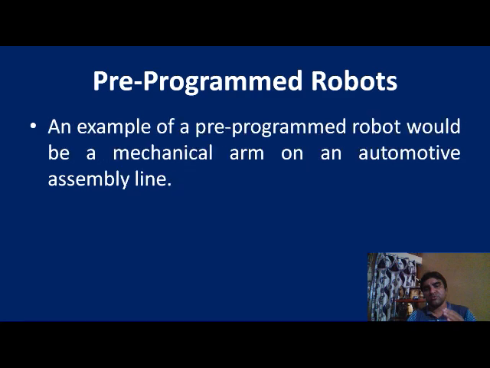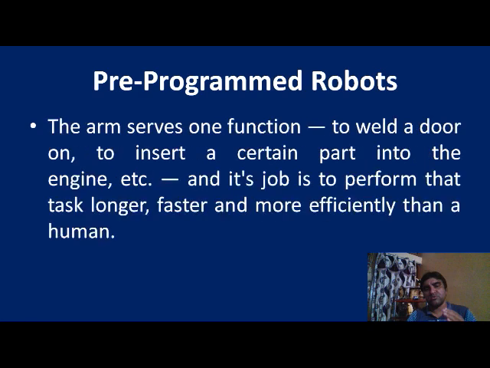An example of a pre-programmed robot would be a mechanical arm on an automatic assembly line. The arm serves one function, like welding a door on or inserting a certain part into the engine, etc. And its job is to perform that task longer, faster and more efficiently than a human being.